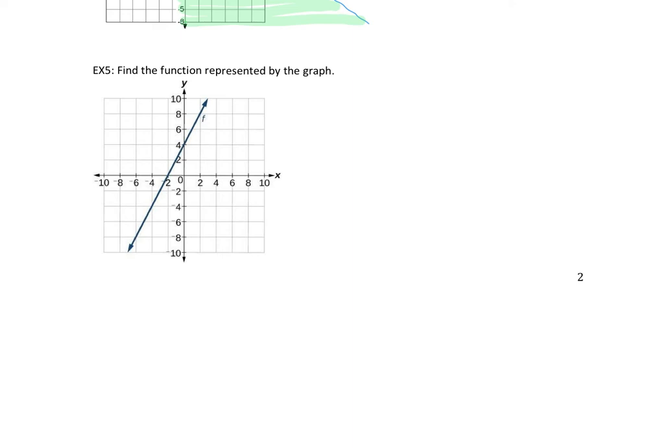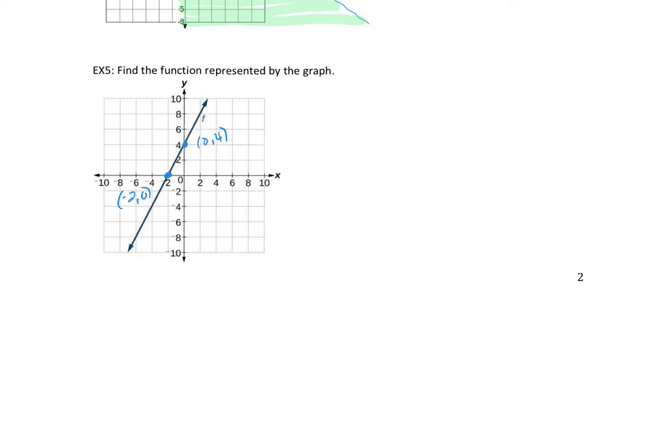Well, in example 5, we have a graph, but we have no values. So we want to find the function represented by the graph. But we have some really nice points. If we look here, we have the point (0, 4), and we also have the point (-2, 0). And these would be our intercepts.